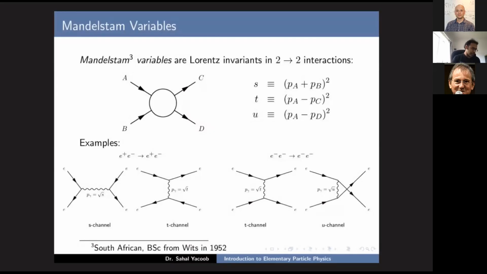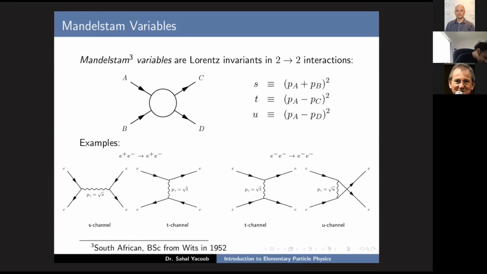Some useful things to talk about when considering interactions are the Mandelstam variables. Mandelstam was a South African who obtained a BSc from Wits in 1952. When we're describing 2-to-2 interactions, which is basically how we talk about most things, the Mandelstam variables tell us about the momentum being carried by the boson.